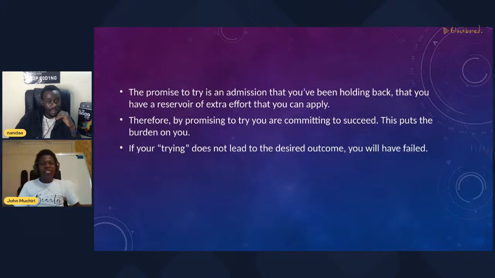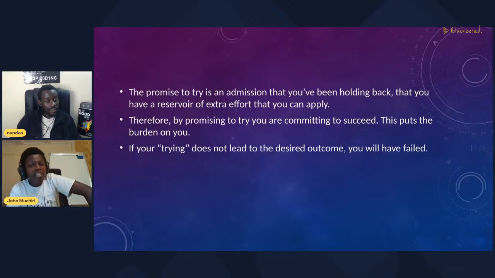So the promise to try is an admission that you have been holding back, that you have a reserve of extra effort that you can apply. So you're telling the team that I will try. You have not been working. You have been performing at 70%. So you're going to unleash the other 30%. So therefore, it means that you're promising to succeed by saying you're going to try.